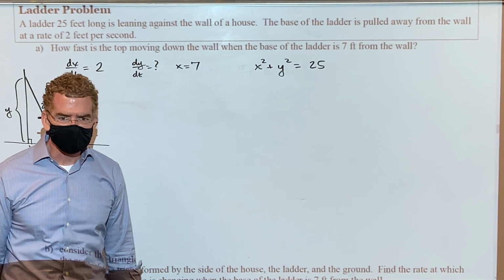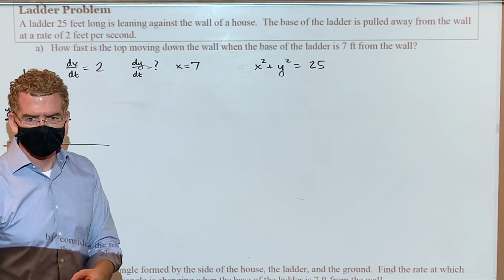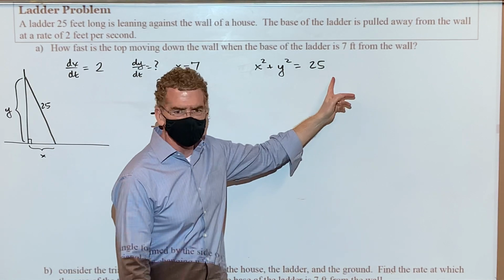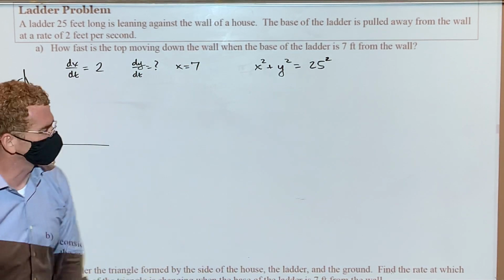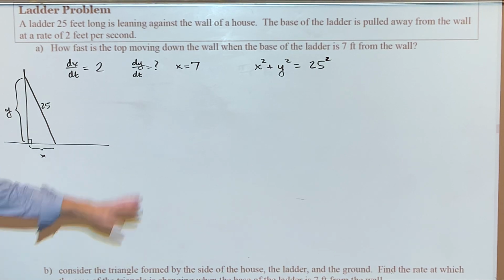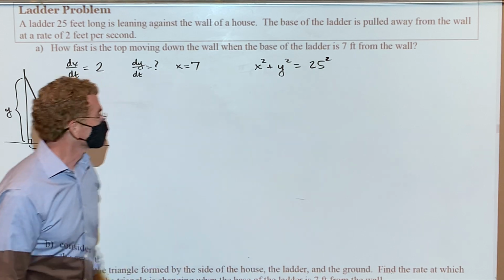Why wouldn't it be 25 squared? Well, the units are squared. Pythagorean theorem, yes, sorry, my bad. Are you with me? But the units are also squared.